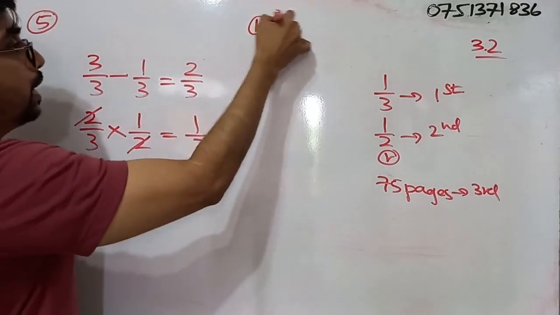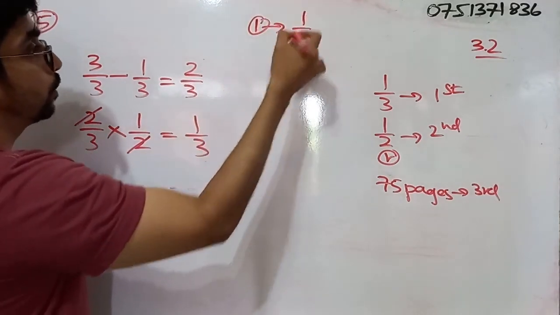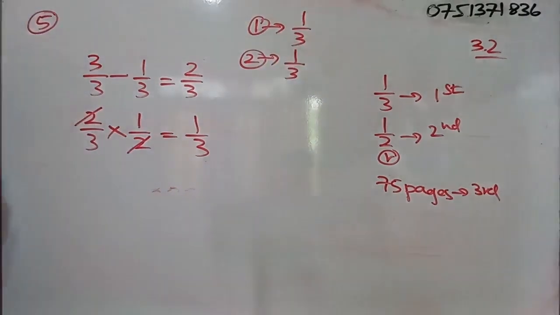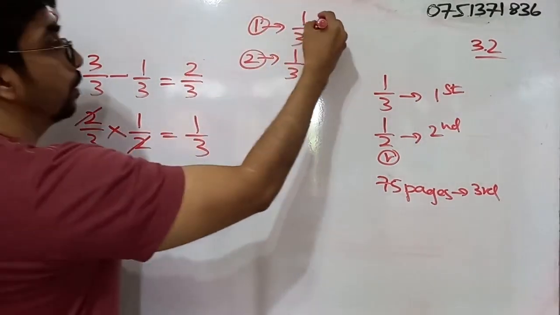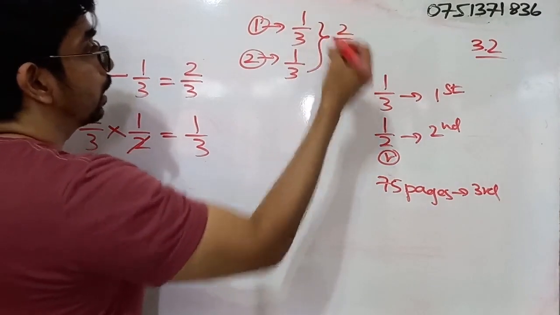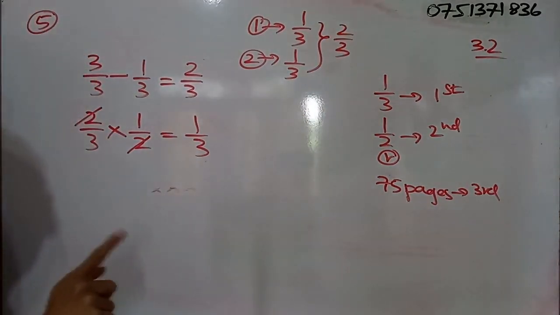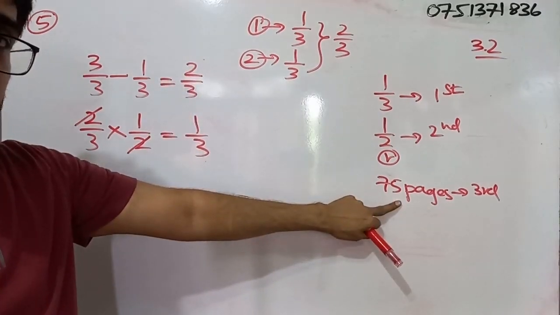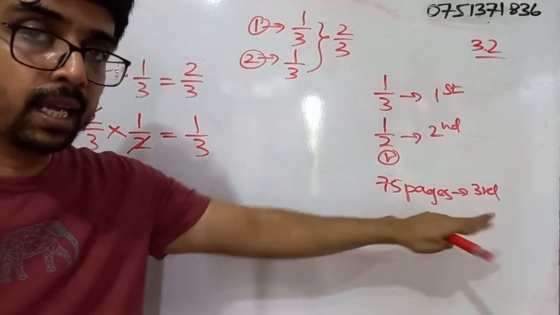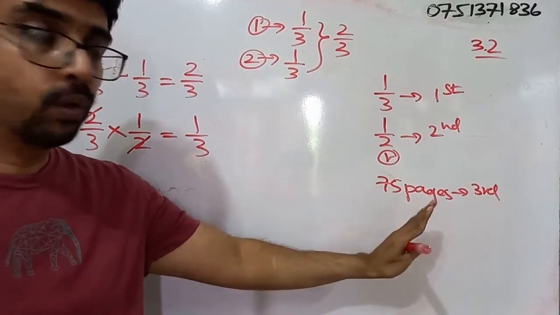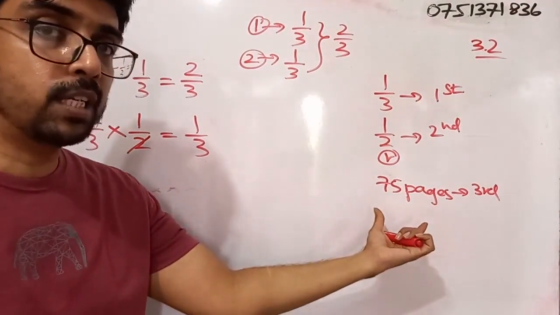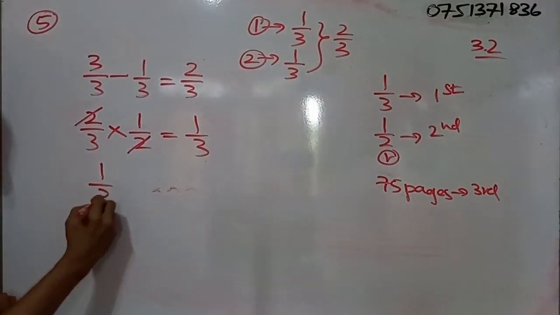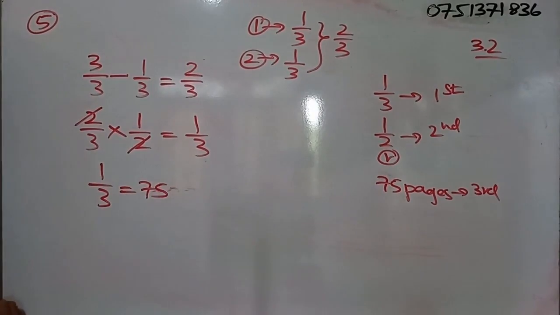On the first day, she read 1/3 of the book. And the second day, she read also another 1/3 of the book. So altogether, on the first and the second day, she read 2/3 of the book. First and the second day in total. So the remaining pages, on the third day, she read the rest of the book, no? So the number of remaining pages were given, 75 pages. That means what? 1/3 is equal to 75 pages.